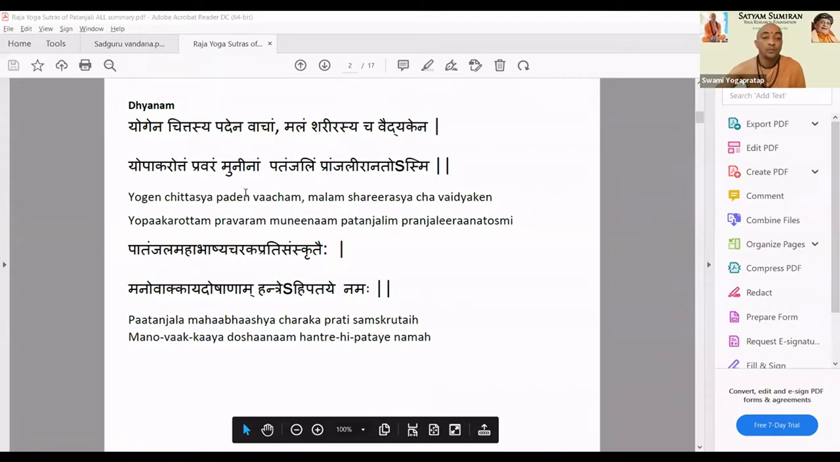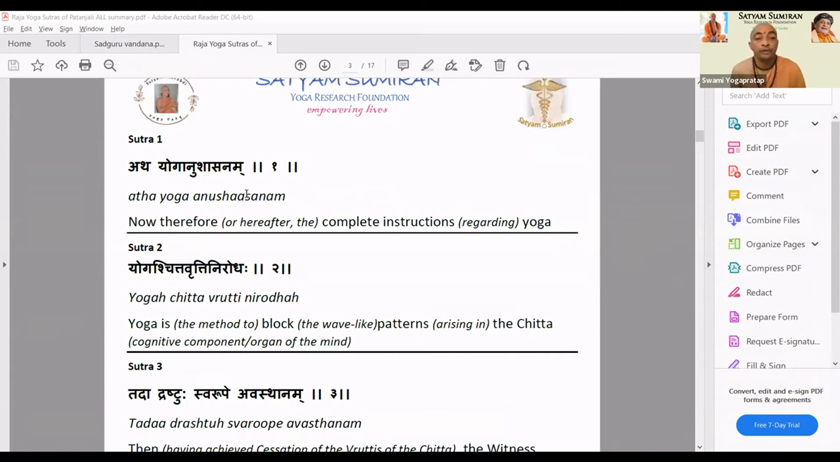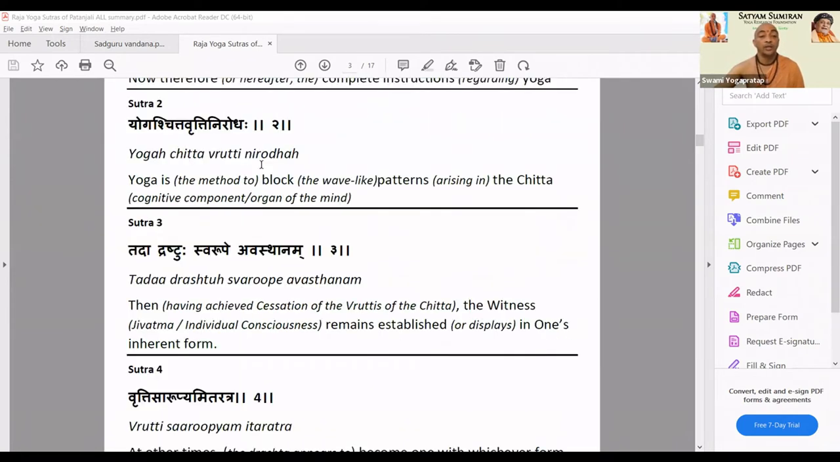And now I would like to take you on the journey, how we began and where we are today. Intellectually, of course. We started with the first week where we had Atha Yoganu Shasanam, the complete instructions regarding yoga. Yogaha chitta vritti nirodhaha. Blocking. Yoga is a method to block the wave patterns rising in the chitta. Doing that, tada drashtuhu swarupe avasthanam. Doing this, the jivatma gets established in one's inherent, innate, true form.